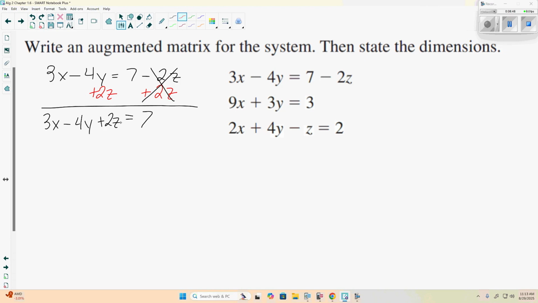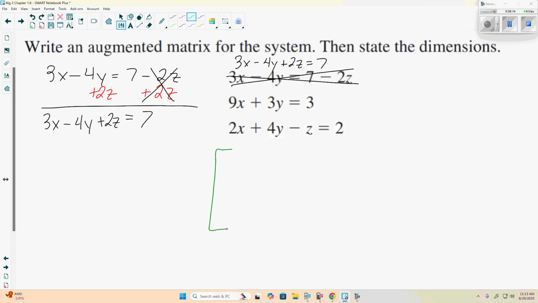Yeah, so I just wrote it to the side so that we can make that movement and not have to try to squeeze it between those 2 equations. So to move a variable from one side to the other, we're going to add or subtract it to get it to move over. So our new equation here is 3x minus 4y plus 2z is equal to 7.